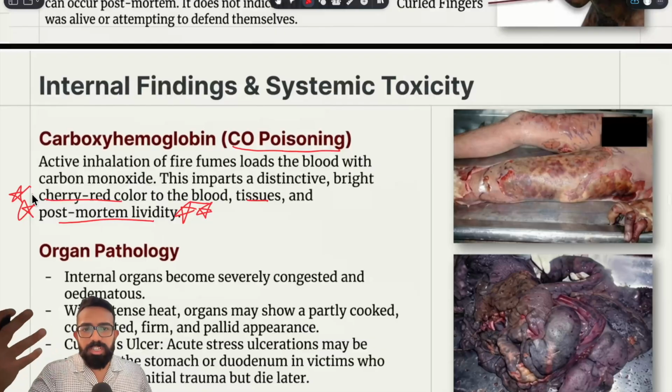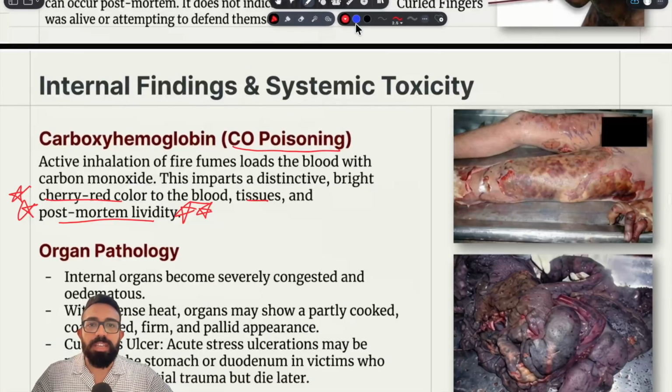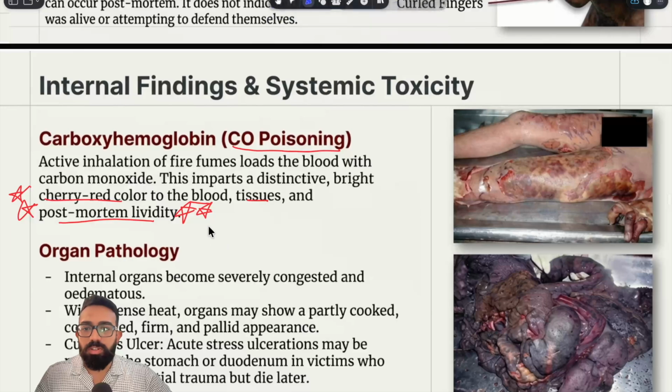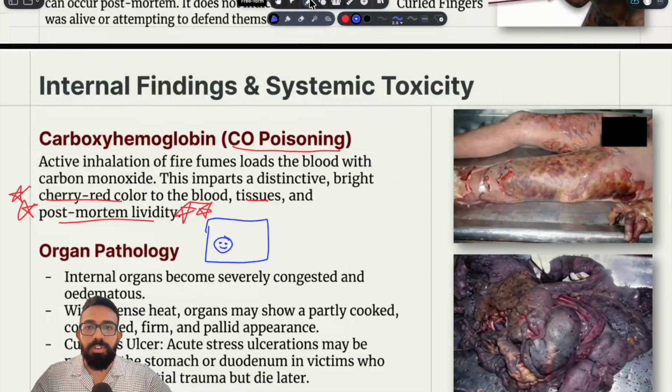But before we discuss carbon monoxide poisoning, you'll ask, sir, how does a person inhale carbon monoxide in cases of burns? So let me explain it to you with an example. Suppose this is your friend's room, and this is your friend, a very innocent, happy fellow, and there is a fire in your friend's kitchen. This, which I am drawing in red, is the fire in your friend's kitchen.